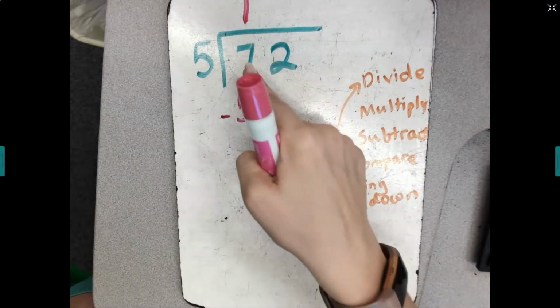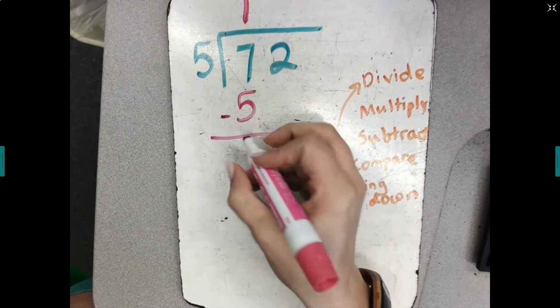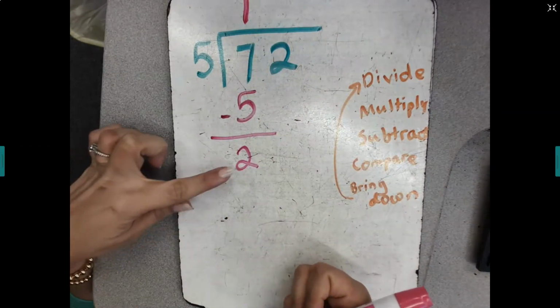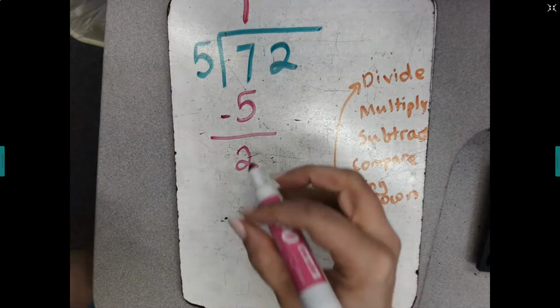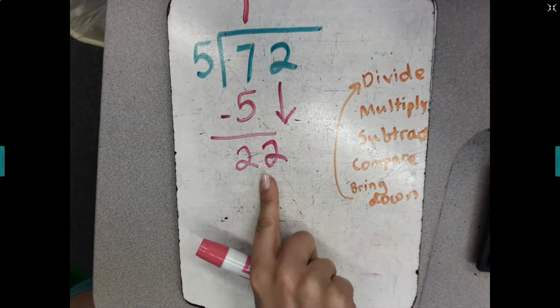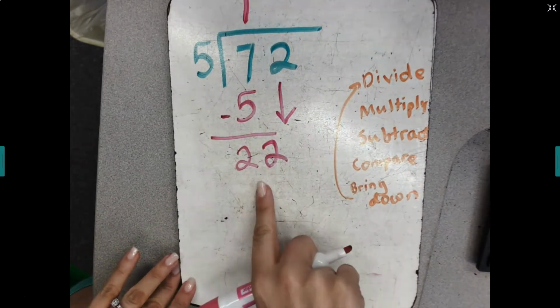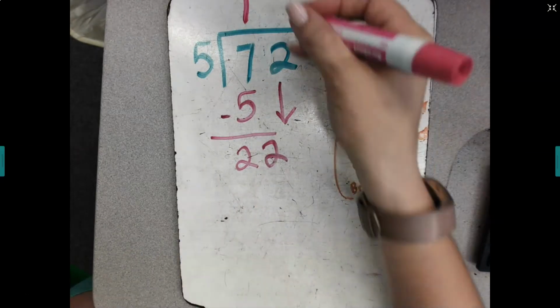Next, subtract 7 minus 5. Remember, I'm just looking at this part. That's 2. I compare. 2 is less than 5. Now I bring down my 2. Start back over. How many groups of 5 can I make from 22?